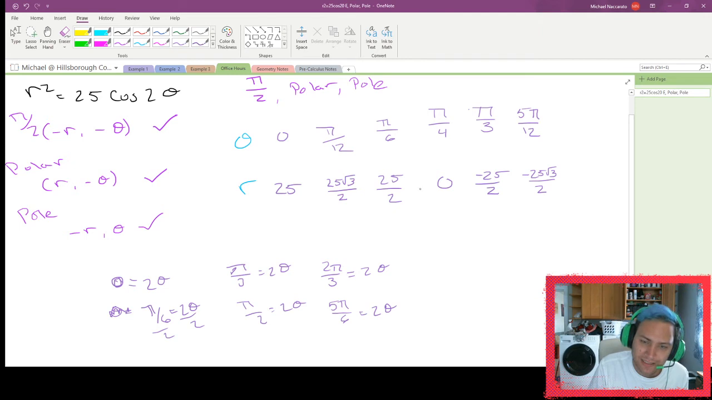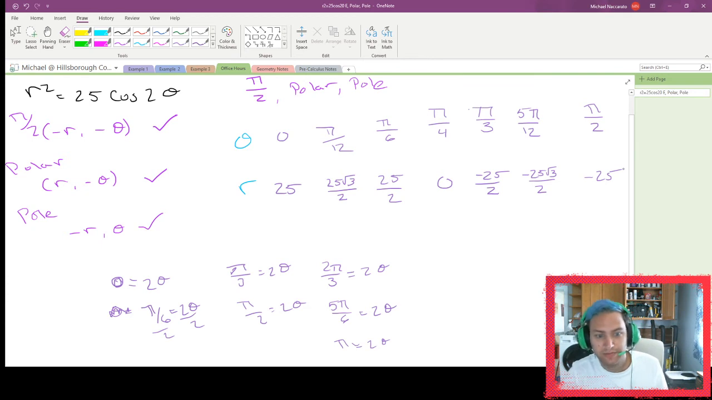And lastly, I'm going to plug in my pi. So pi is going to equal 2 theta, so it's going to be pi over 2. So I plug in pi over 2. Pi over 2 times 2 is going to give me pi. Cosine of pi is negative 1. Negative 1 times 25 is negative 25. Great. Now I got all that.